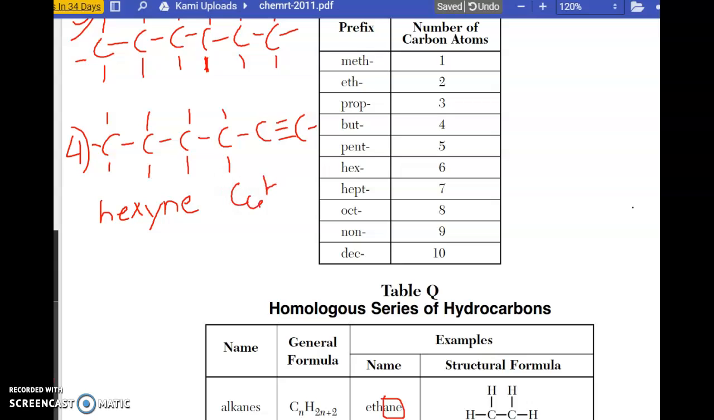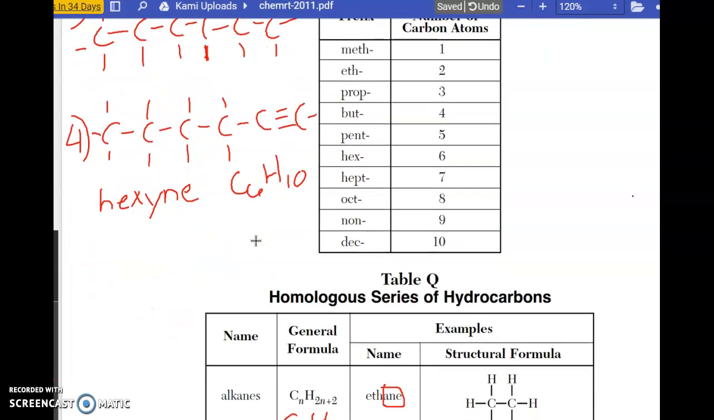And you can check by counting how many lines are going around it. There should be 10. Let's just do that really quick. So here we have 4, 5, 6, 7, 8, 9, 10. So this is correct.